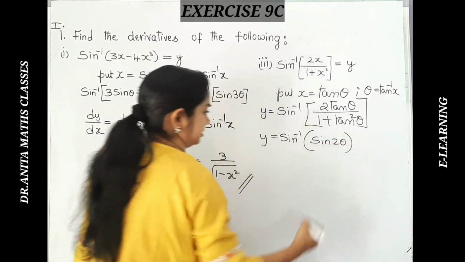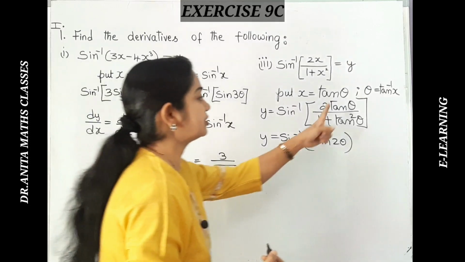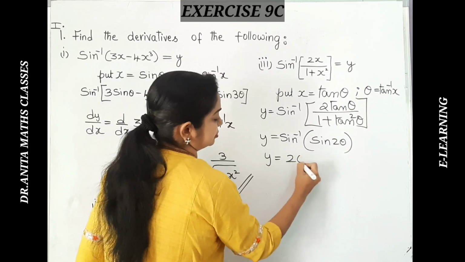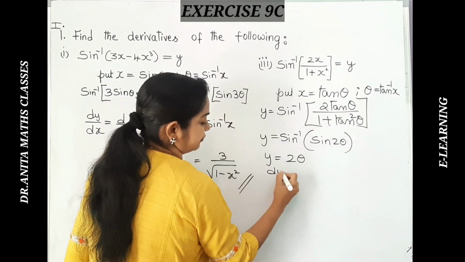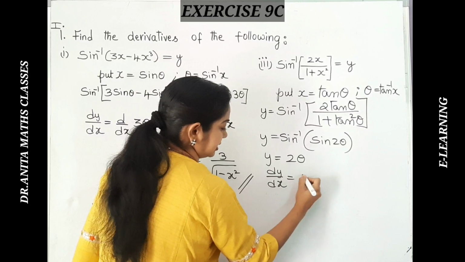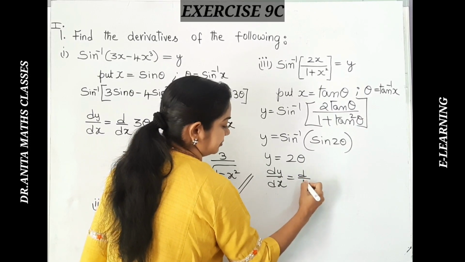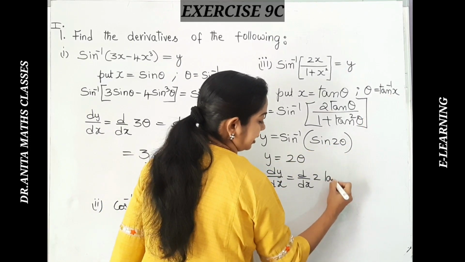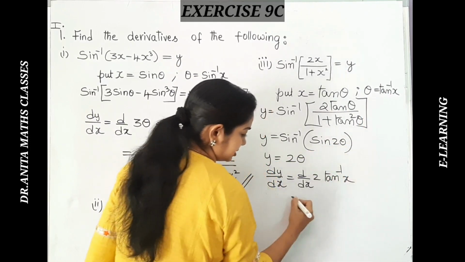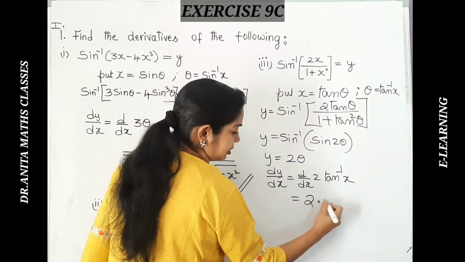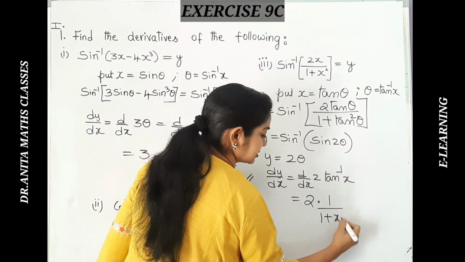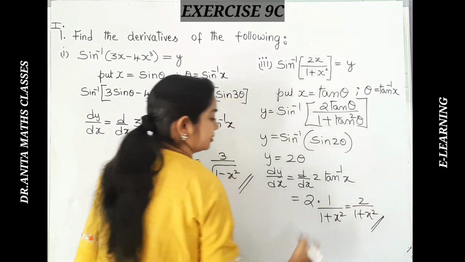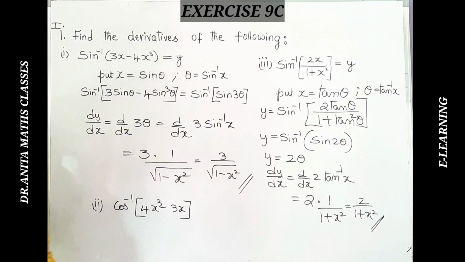Sine 2 theta has 3-4 formulas. In terms of tan, this is sine 2 theta. So this becomes just 2 theta. Now we have to find the derivative. dy by dx is d by dx of 2 theta, where theta is tan inverse of x. So this comes to 2 times 1 by 1 plus x square, simply 2 upon 1 plus x square. Okay, pause it and note it down.